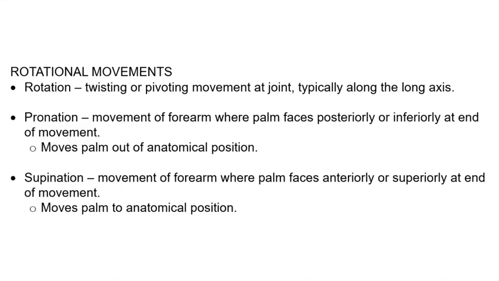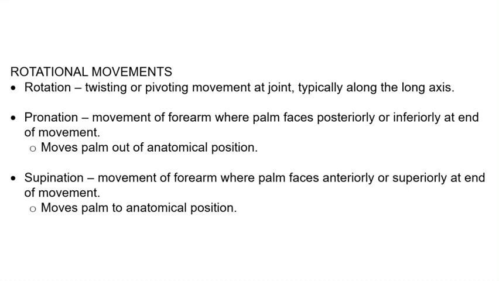Pronation is a movement of the forearm where the palm faces posteriorly or inferiorly at the end of the movement. The direction that the palm faces depends on whether the elbow is extended or flexed. This type of movement moves the forearm and palm out of anatomical position.